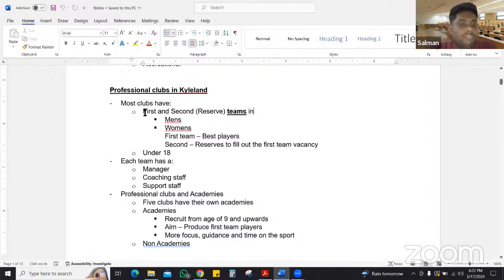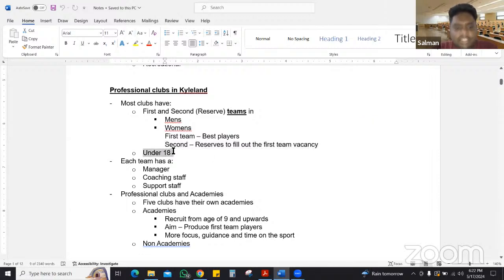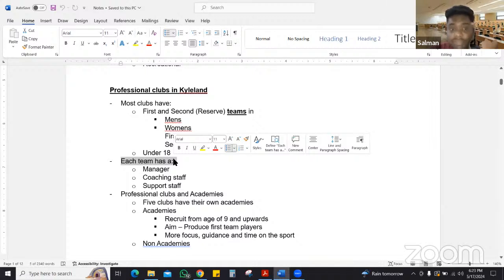So most clubs have a first team, which is the main team, and a second team, which is also called the reserve team. They have the men's first team and second team, women's first team and second team. Okay, as I said before, the first team has the best players, and the second team are reserves to fill any vacancy in the first team. And we also have under 18 teams. Okay. Each team, that is, they have many teams. Men's first team, men's second team, women's first team, women's second team, all of this.